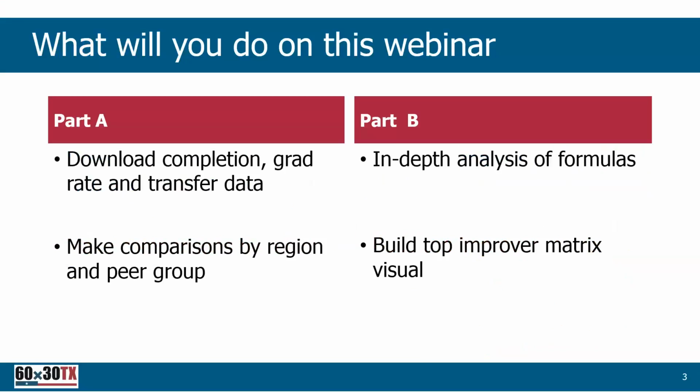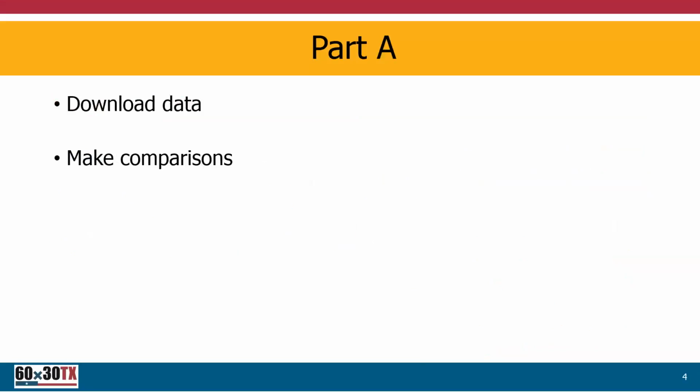Once we have all that, what we can do is build a top improver matrix visual that we shared at the peer group accountability meetings, and so we're going to share that with you as well. All right, as mentioned before, Part A is going to be about how to download the data and being able to make the comparisons across regions and peer groups.